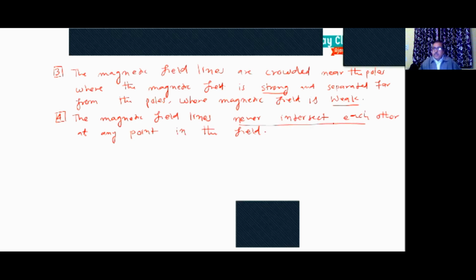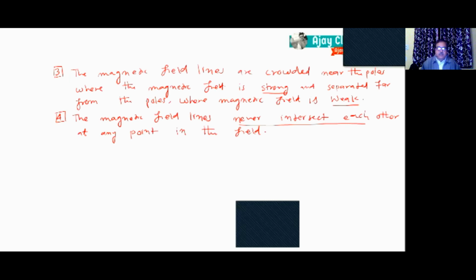So there should not be any cross intersections of the field lines. All the field lines emerging from the North Pole and converging to the South Pole do not intersect each other. What is the reason behind it? Suppose they intersect at any one point, what happens then?